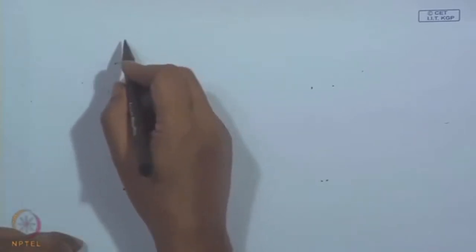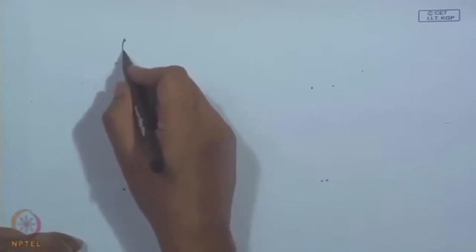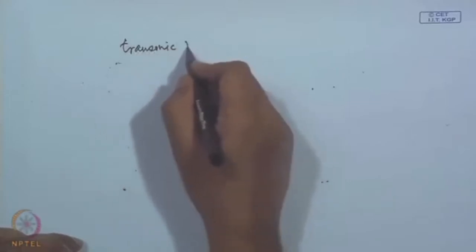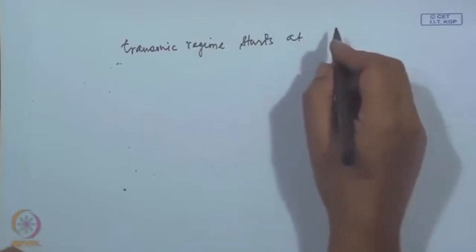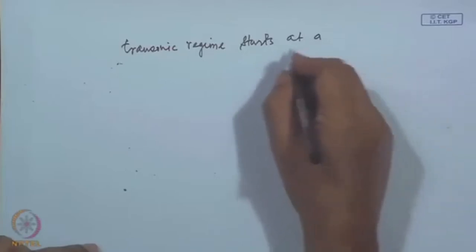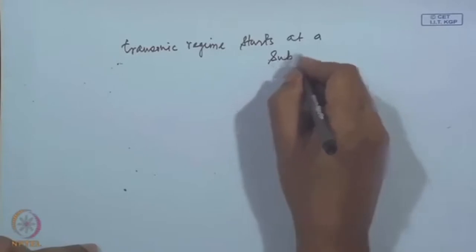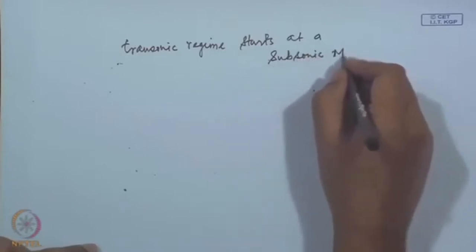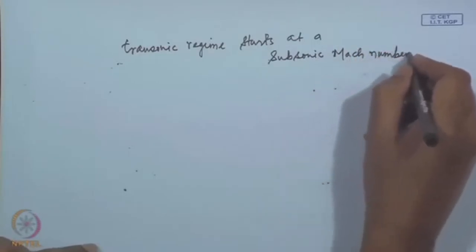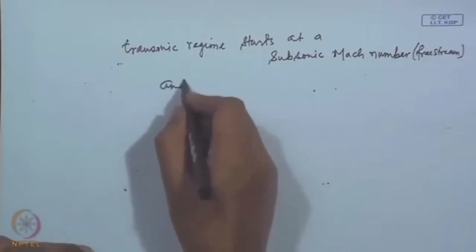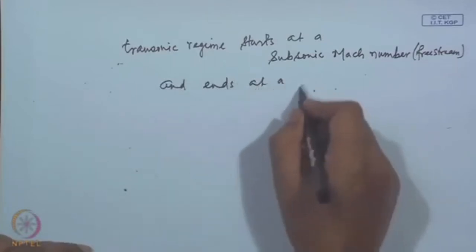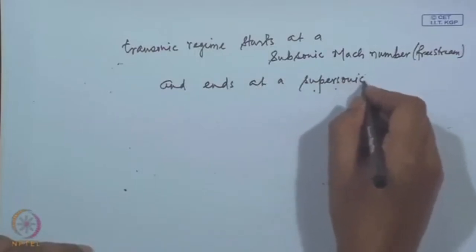So, we have transonic regime starts at a subsonic free stream Mach number, and ends at a supersonic free stream Mach number.